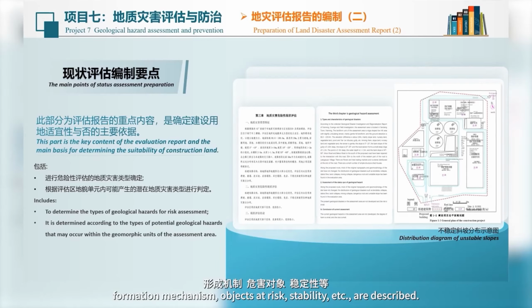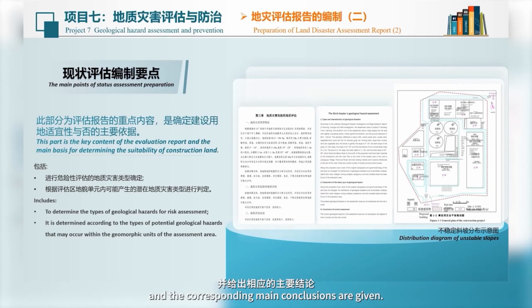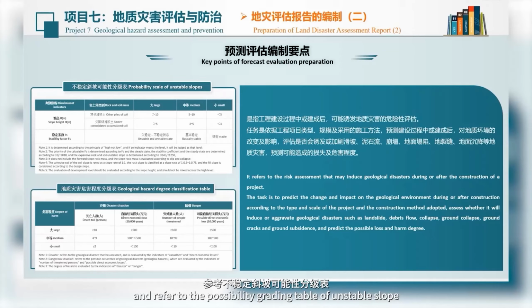Formation mechanism, objects at risk, stability, etc. are described. The risk assessment of current geological disasters is carried out, and the corresponding main conclusions are given. Prediction assessment refers to the risk assessment that may induce geological disasters during or after the construction of a project. To evaluate whether it can induce or exacerbate landslide, mudrock flow, collapse, ground subsidence, ground fissure, land subsidence, and other geological disasters, and to predict possible damage and harm.